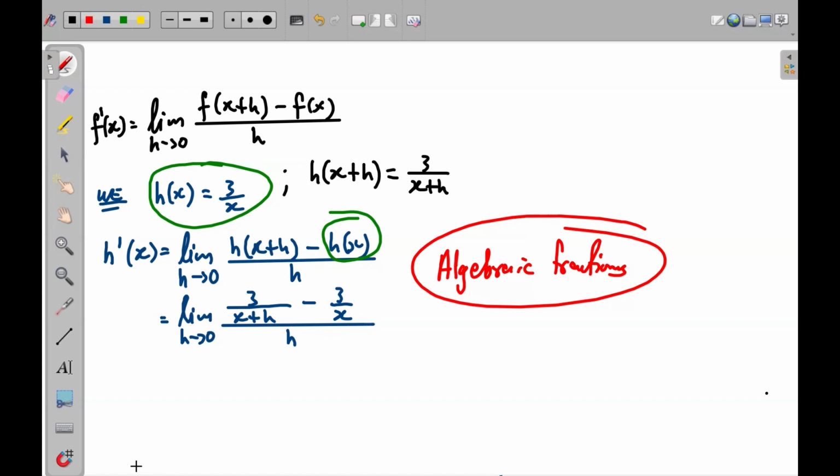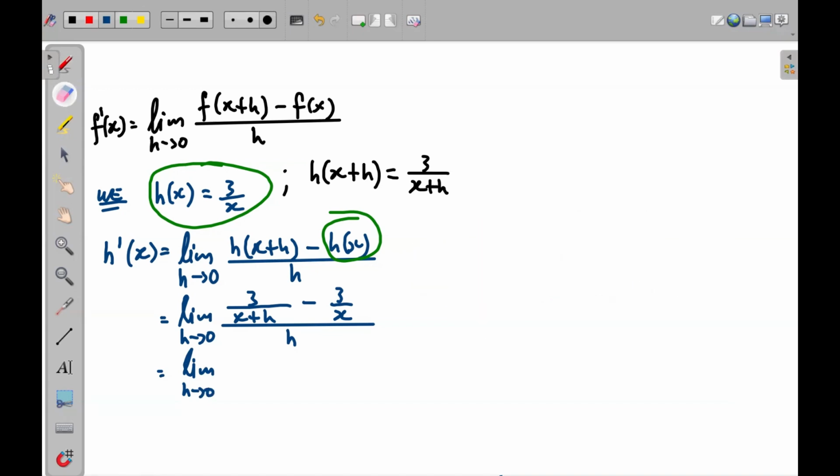So if you are battling with algebraic fractions, I'm going to revise this with you right now within this problem. I will start with the long way first before we get to the quicker way, so you will then choose which way you're going to go.